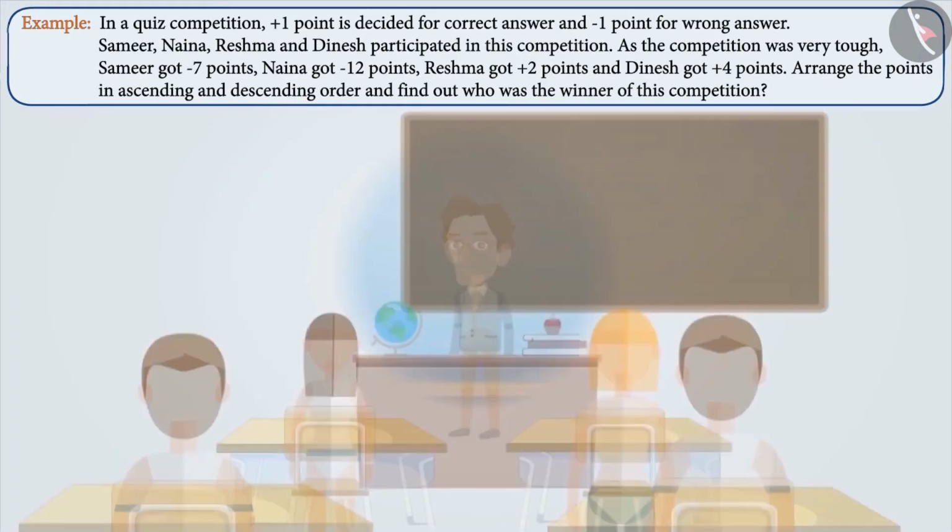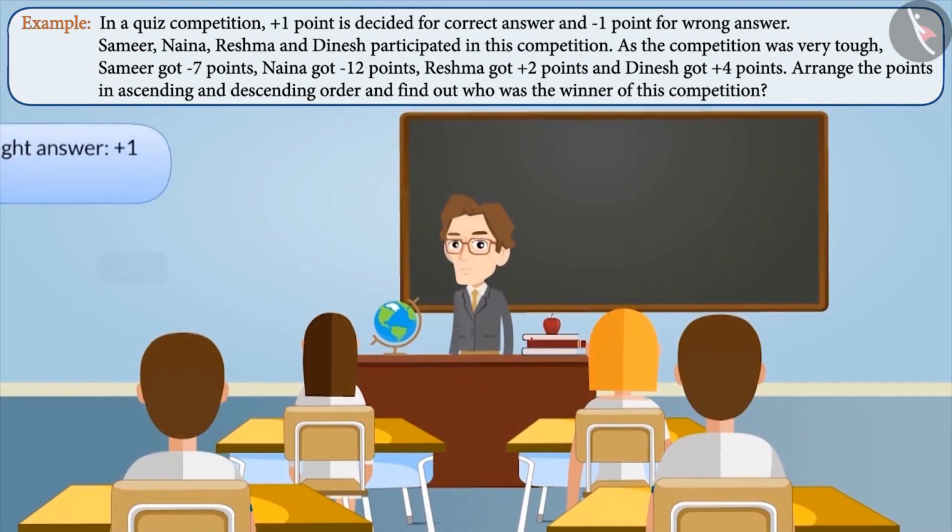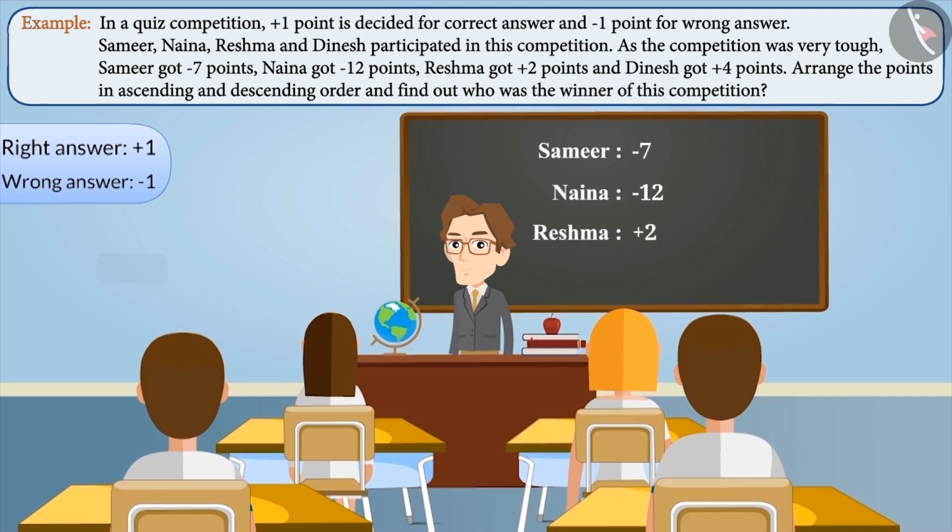Example 3. In a quiz competition, plus 1 point is given for a correct answer and minus 1 point for a wrong answer. Samir, Nayana, Reshma and Dinesh participated in this competition. As the competition was very tough, Samir got minus 7 points, Nayana got minus 12 points, Reshma got plus 2 points and Dinesh got plus 4 points.